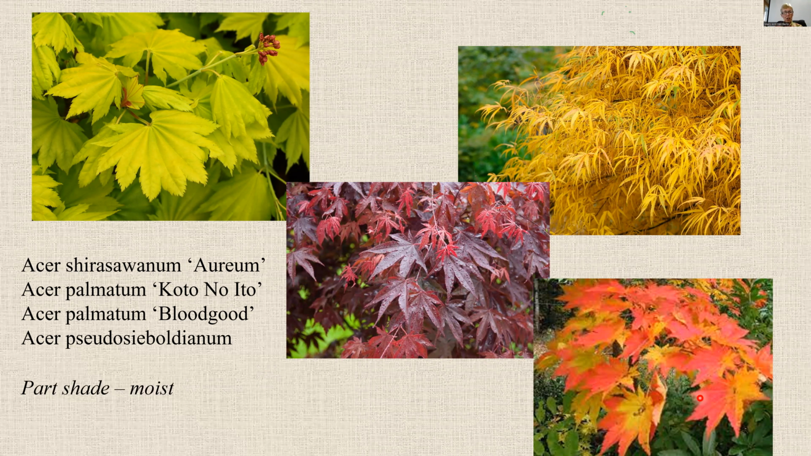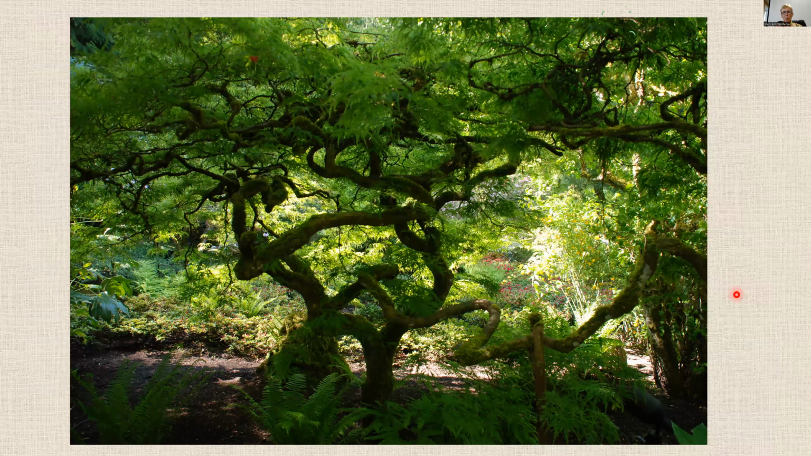So they like part shade and moist soil. And they kind of need that part shade, especially in the winter, so that they don't get too much desiccation. And a properly pruned Japanese maple can be a piece of art in your garden. So I believe this was at Butchart Gardens, and it's just an amazing specimen when you see something like that.